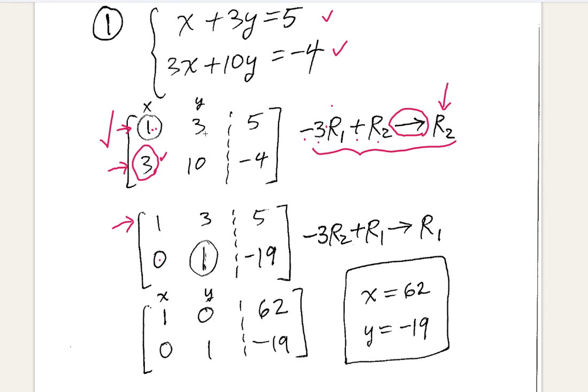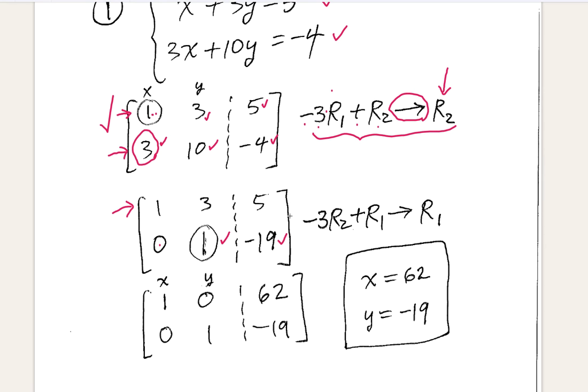Anyway, so I'm going negative 3 times this. Negative 3 times 3 is negative 9, and I want to add it to this. What would I get? I would get a 1 right there. Negative 3 times this added to this would be negative 19, wouldn't it? All right, am I done? No. This is not in row reduced echelon form, but it's in pretty good form here.